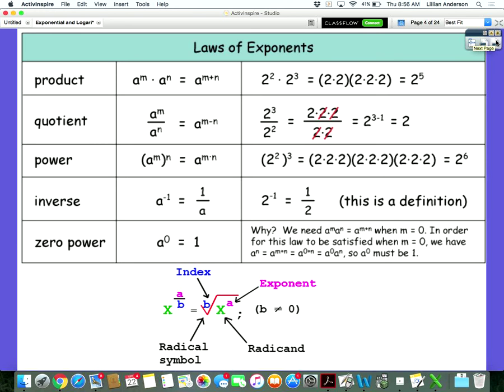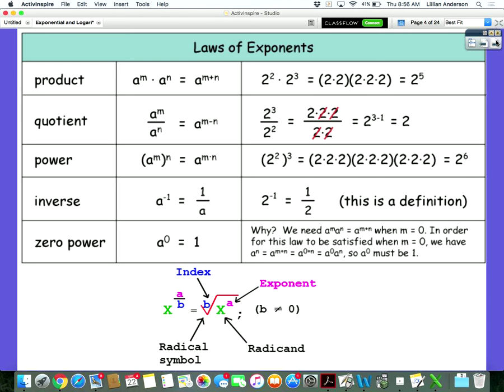Here are your laws. You have the product one that says when you multiply, you add. You have your quotient one, which says that when you divide, you subtract. You got your power law, which says that when you have an exponent raised to another exponent, you multiply. You have your inverse law that basically says when you have a negative exponent, you flip it. And then of course your zero power: anything raised to the zero power is 1. You guys said that you remembered all that.